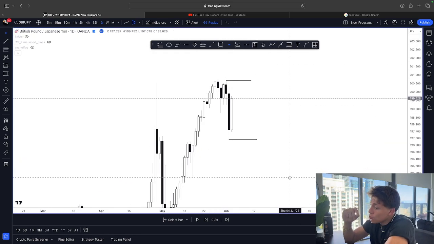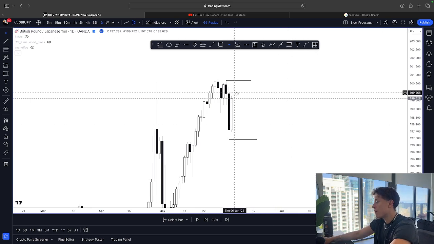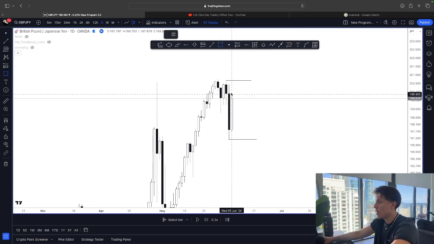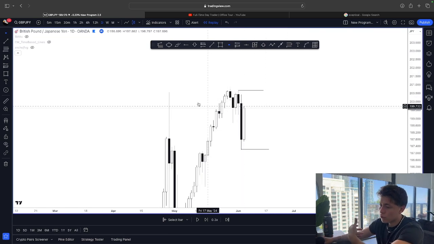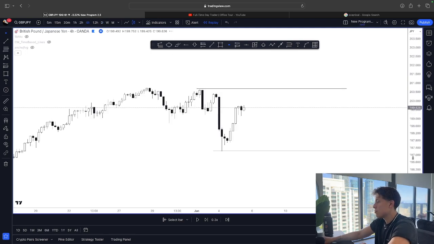Reason being, and this is a little gem, is because we have no fair value gap that could send price down, right? There's nothing here, right? So I was like, okay, you know what? Bearish order flow, I have no levels. Let me see what the 4 hour is telling me, right? And then we're gonna go on to the 4 hour.